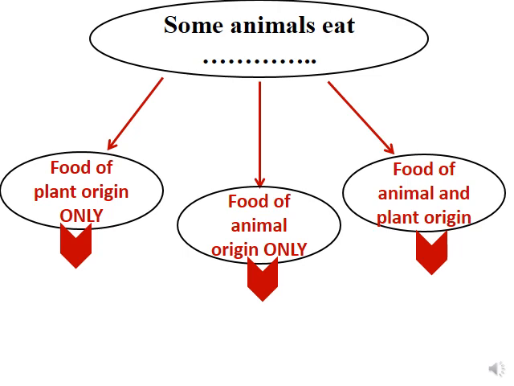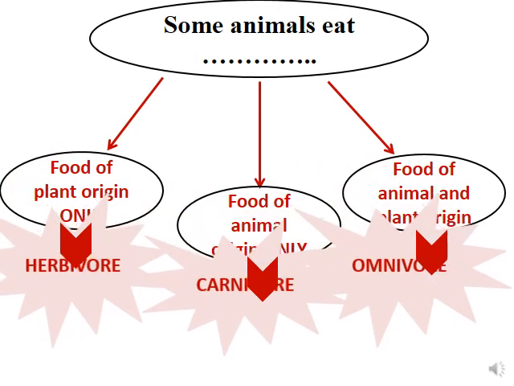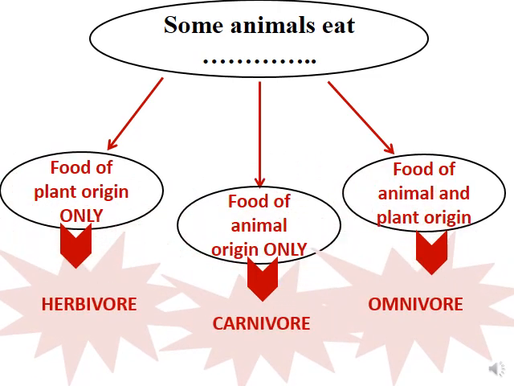So what do we call each type of this? Let's discover together. The first type that consumes food of plant origin only, we call it herbivore. An example of this is the cow. The cow consumes food of only plant origin. It's called herbivore. Herb means plants. So herbivore is for animals that consume food of plant origin.